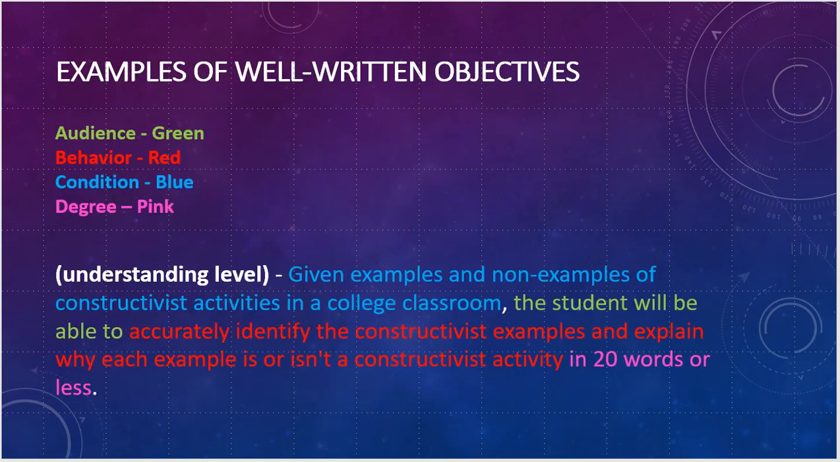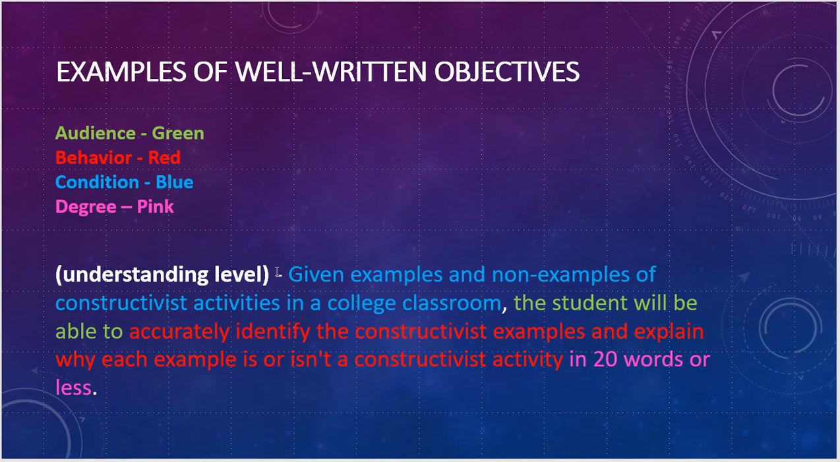Okay, so now let's look at some examples of some well-written objectives. What I've done is I've put these into different colors so that the different elements, the A, B, C, D elements, are easier to find and see. And I recommend that you do this as well when you're first writing objectives, to make sure you have all 4 pieces. And it also makes sure that your objective is clear.